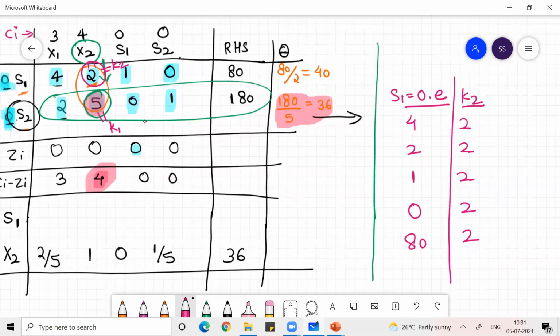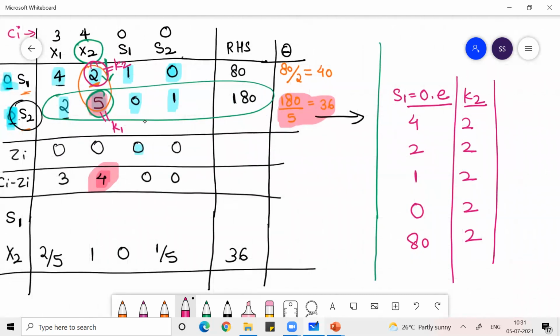And then what is the new element? The new element is the value you get here, the row you just constructed, which has replaced some variable. The values for that variable we call the new element value. So this would be 2 by 5, 1, 0, 1 by 5, and 36. Clear everyone?